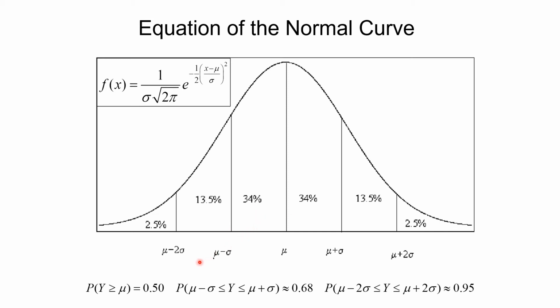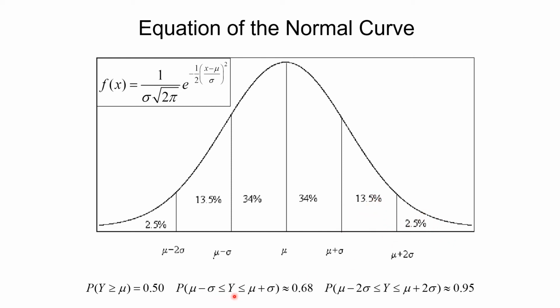So for example, how do you read out probability? The percentage here represents the probability, and the sum of these is 100%. If you sum these percentages up, they will give you 100%. It's 50% on the right and 50% on the left. This is the distribution of a variable, for example y. The probability of y being larger than or equal to the mean is over here, and this will give you 50%. That is 34 plus 13.5 plus 2.5.